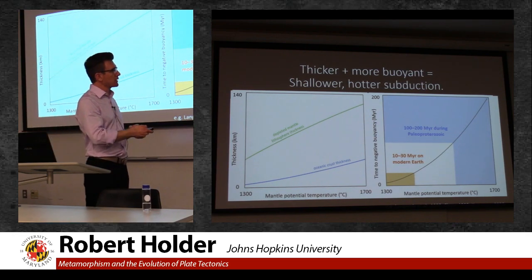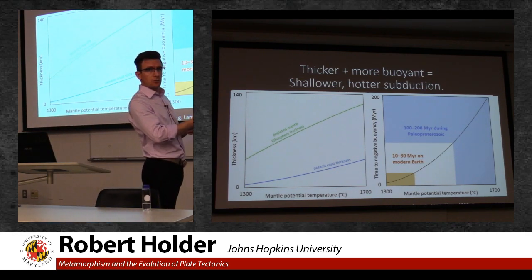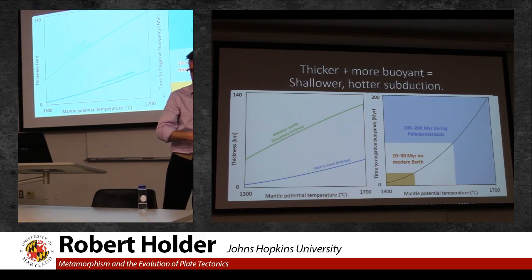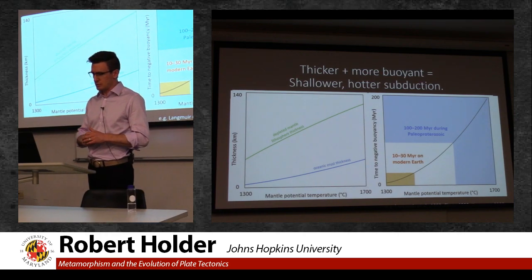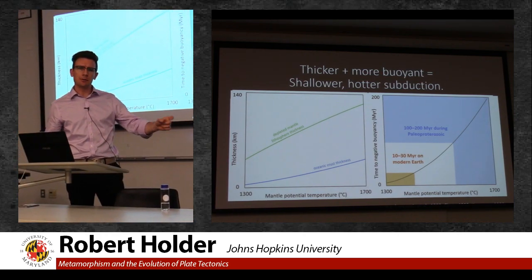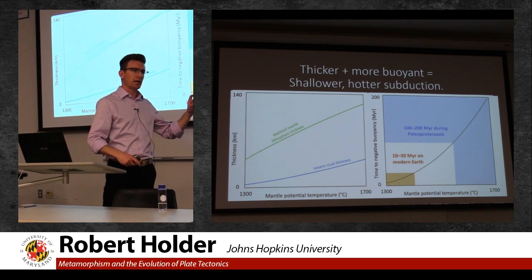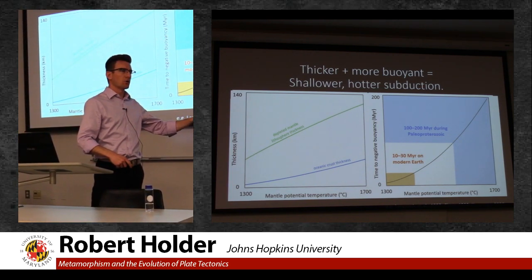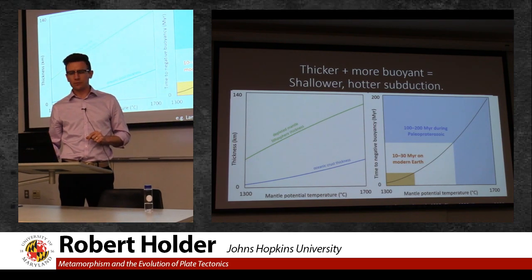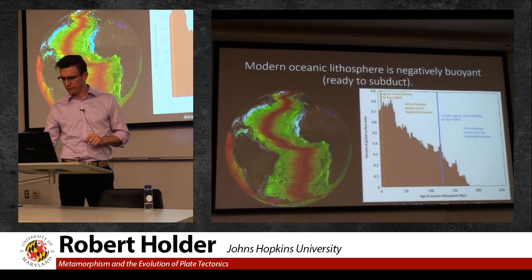And so if the oceanic lithosphere were thicker, that is potentially harder to bend and more buoyant, that might lead to shallower, hotter subduction. So maybe we have a difference in the style of subduction going back in the Earth's past, and maybe that can help us explain why we still see bimodality in the metamorphic record, but we see a distinct difference in the exact positions of those bimodal distributions.